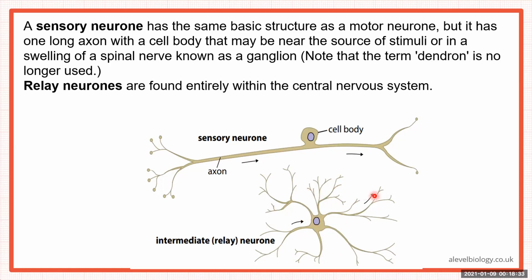So it acts as a communication between the sensory neuron and the motor neuron. If you just imagine there's a sensory neuron here, and it is connected to this relay neuron. This relay neuron would then be connected to the motor neuron.